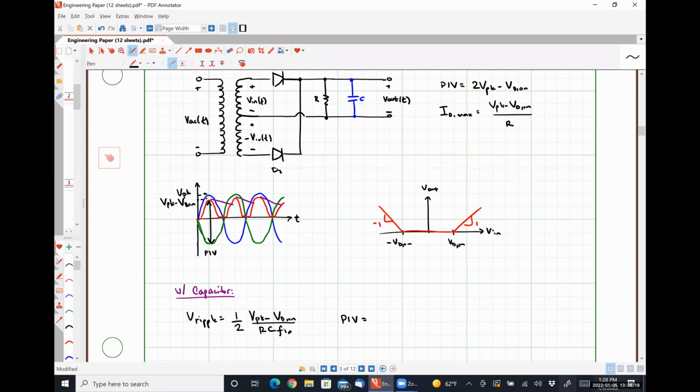Our peak inverse voltage is effectively going to be the exact same thing. 2 V peak minus VD on. And our maximum diode current, again, cannot verify whether or not this is correct currently, V peak over R 1 plus the square root of V peak over twice V ripple, according to the textbook that I've chosen to assume is correct.